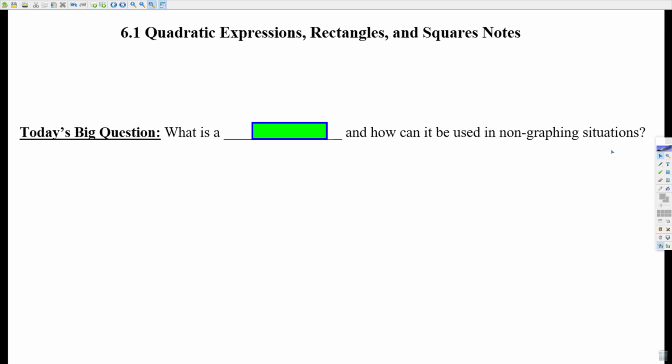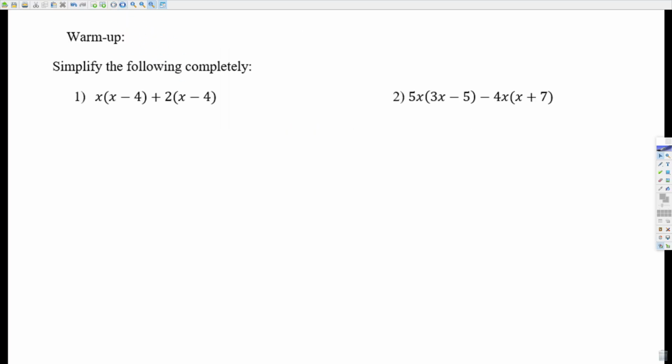So we're going to be starting a brand new chapter. Chapter 6 is all about quadratics, and today we're going to be talking about quadratic expressions with rectangles and squares. So first off, what is a quadratic, and how can it be used in non-graphing situations? Make sure that you have the warm-up done as well before you turn this in.